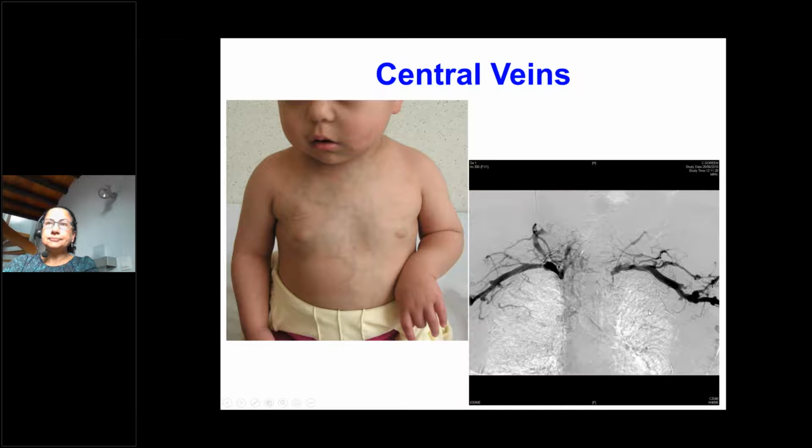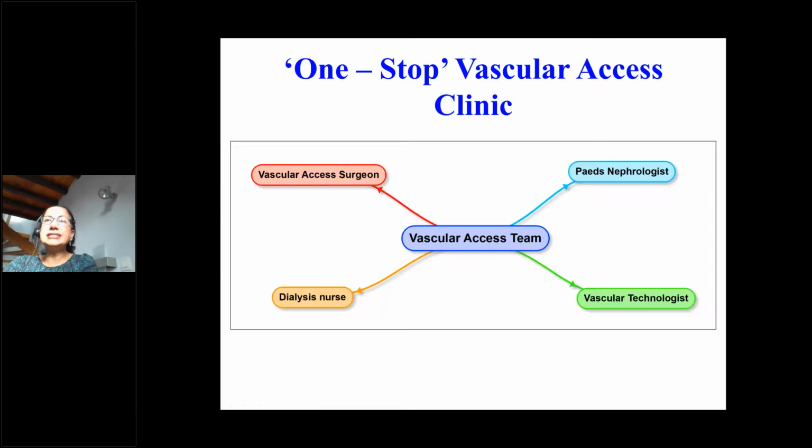access strategy. Now, this brings us very nicely to a vascular access clinic. So about 15 years ago, we set up a vascular access team comprising an access surgeon, myself as the pediatric nephrologist, a vascular technologist or somebody who can perform very high resolution ultrasound scans, and our dialysis nurse. And together we developed this one-stop process for education, for access assessment and access surveillance.